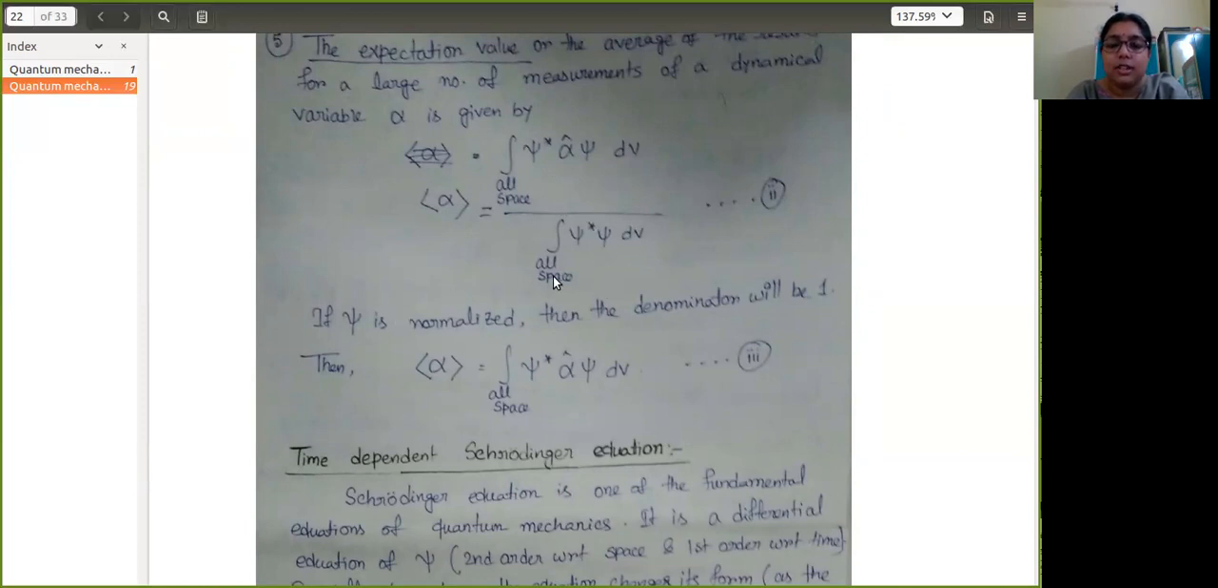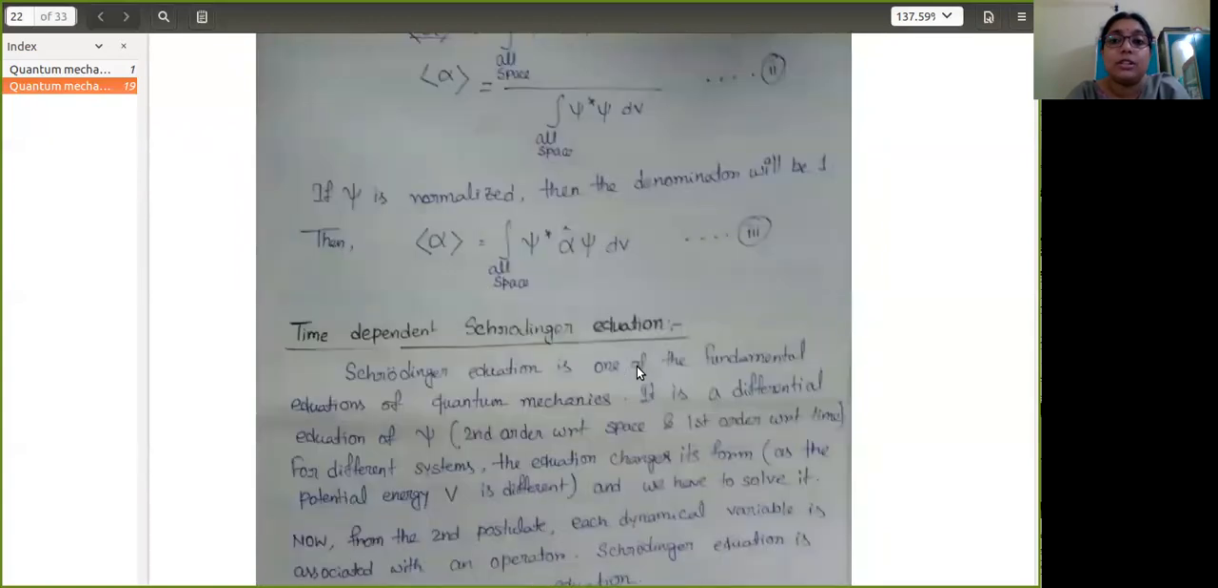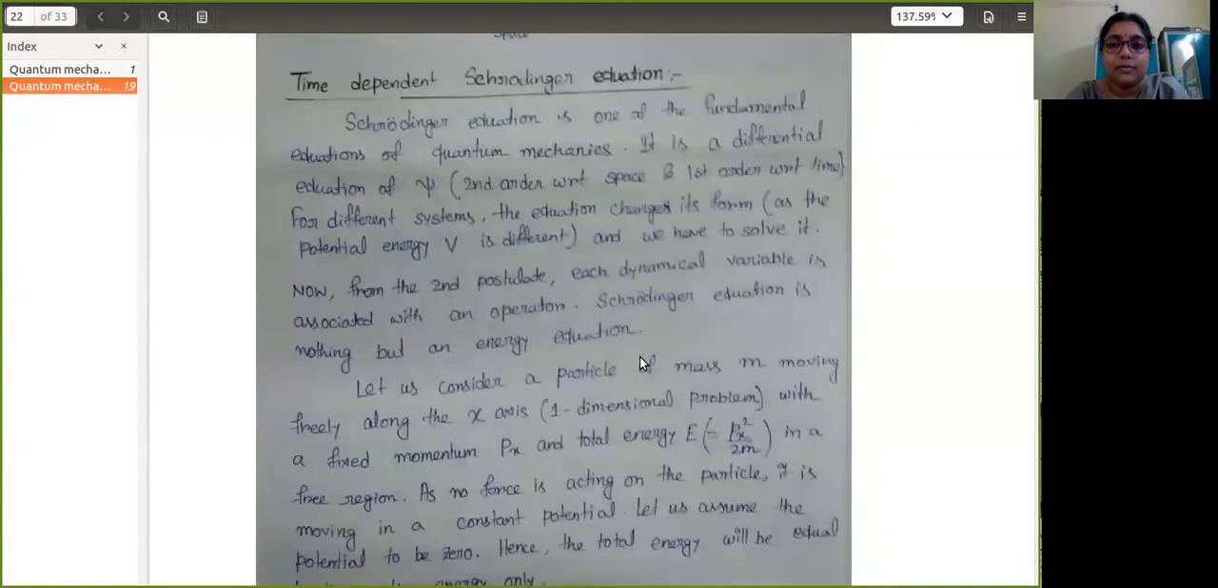Now if the wave function is normalized, the denominator will be 1. So if psi is normalized here, it will be 1. So we will only have integration psi star alpha psi dV. So these are the 5 basic postulates of quantum mechanics. Now we move on to the time dependent Schrodinger equation.